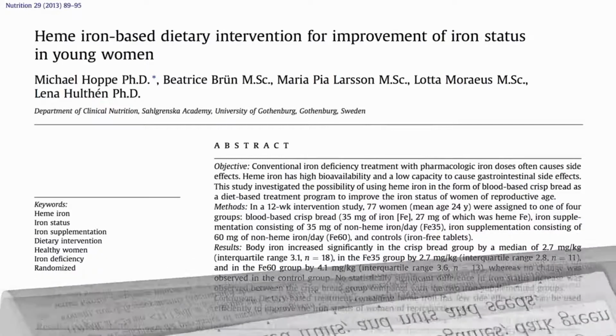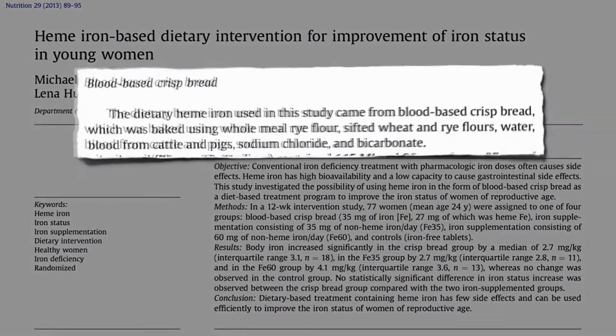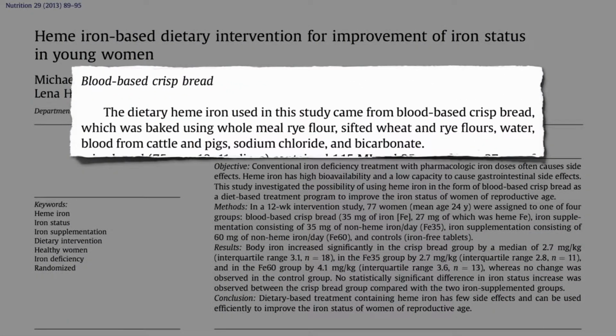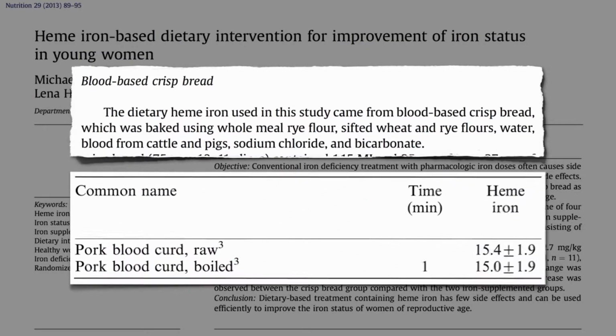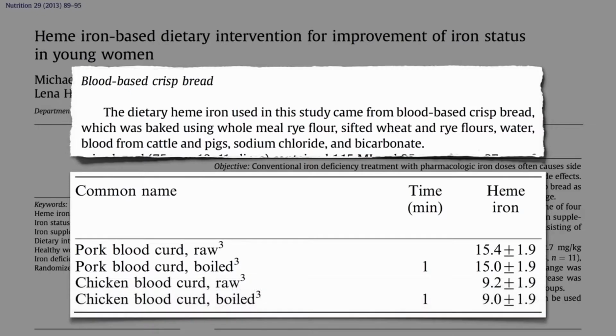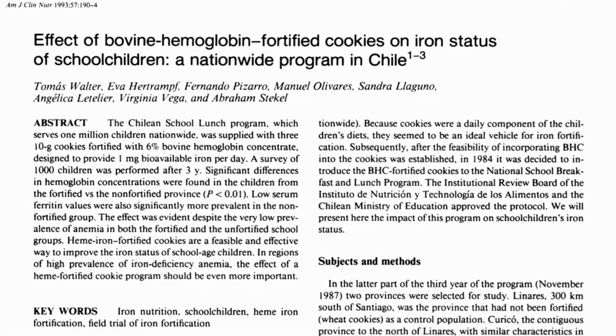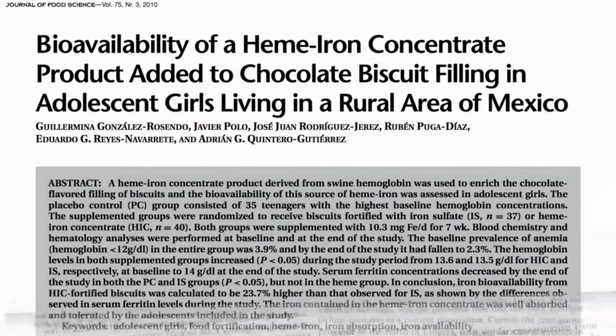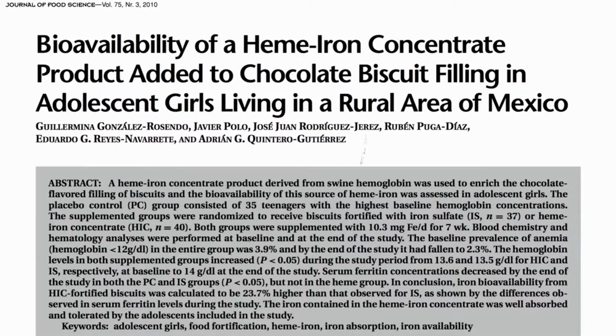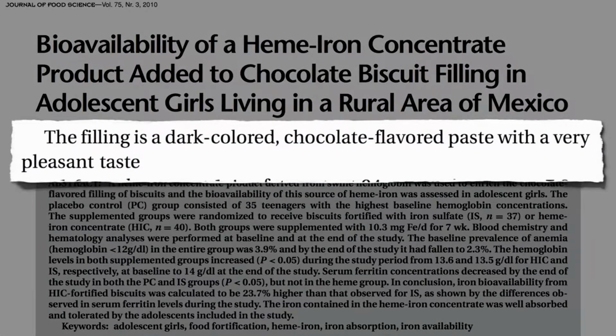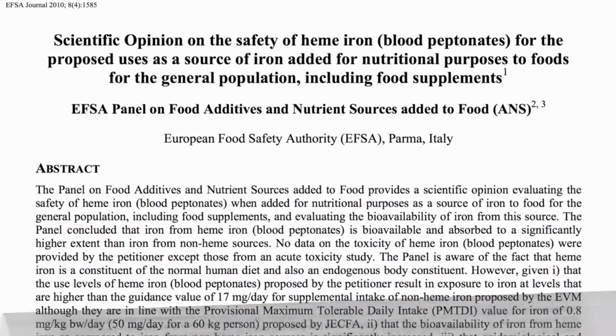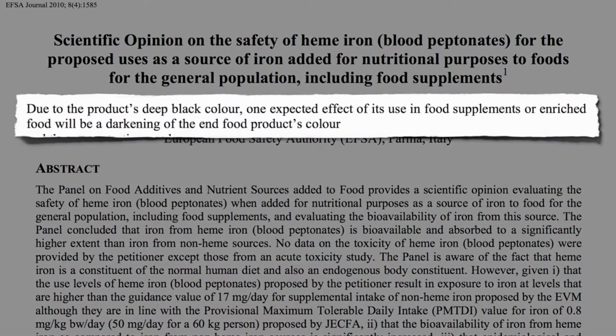So the industry came up with a blood-based crisp bread made out of rye and cattle and pig blood, one of the most concentrated sources of heme iron, about 2/3 more than chicken blood. Now, if blood-based crackers don't sound particularly appetizing, no worries. There's also cow blood cookies, and blood-filled biscuits. The filling ends up a dark-colored, chocolate-flavored paste with a very pleasant taste, dark-colored because spray-dried pig blood can have a darkening effect on the food product's color.